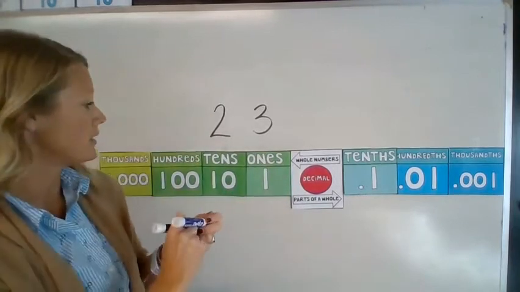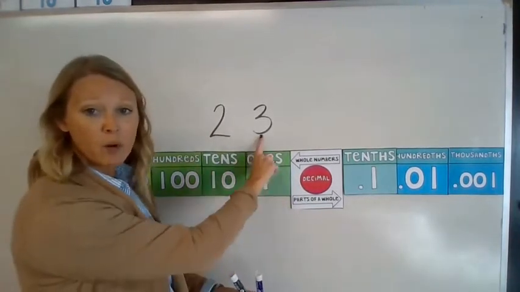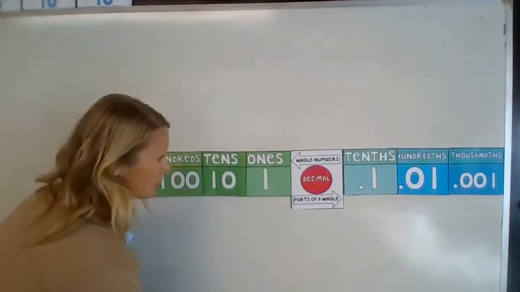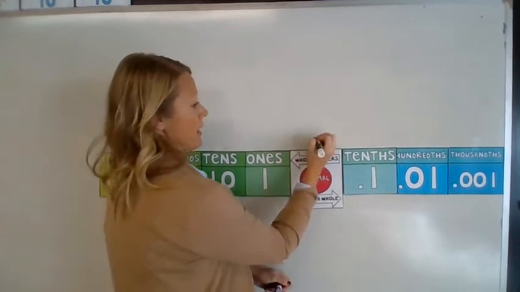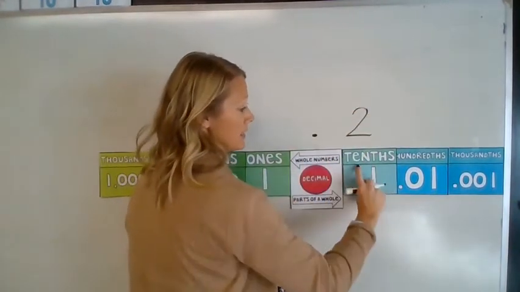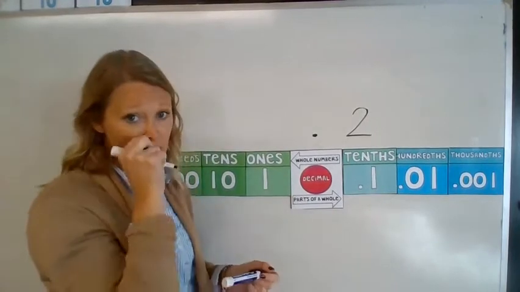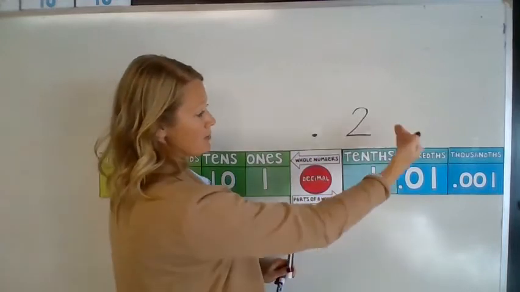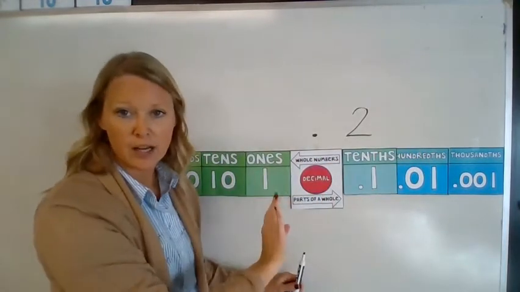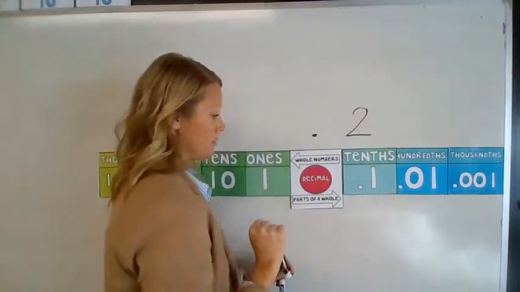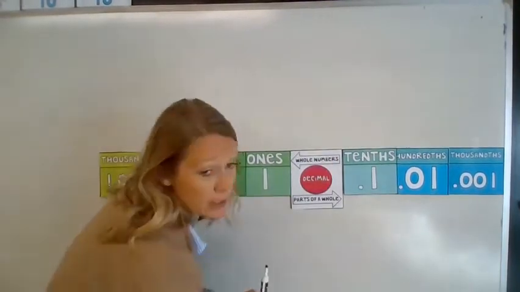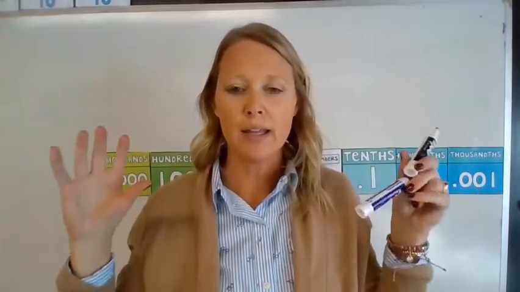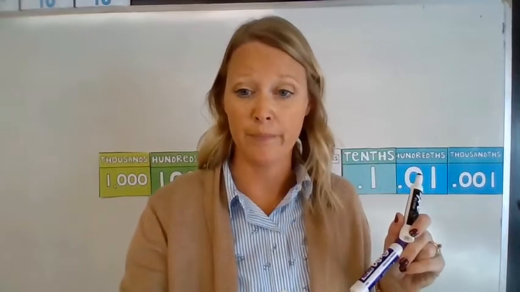So if I was to write the number 23, here we have 3 ones and 2 tens, and this is a whole number. Now if I was to write 2 tenths, since I said tenths, the TH at the end of that word, I now am talking about a part of a number. So anything after the decimal becomes part of a number, and that is to the right of the decimal. Okay, so that's a real quick review on whole numbers and decimals and how they fall within the number line and place value.